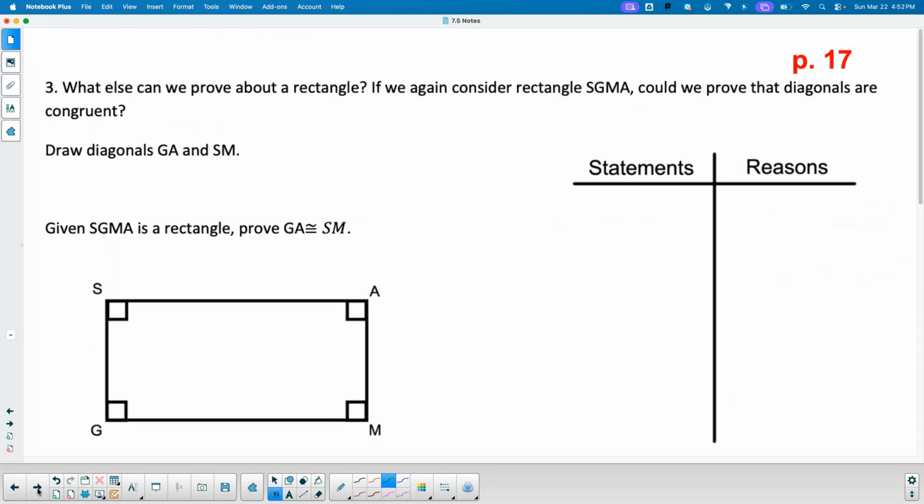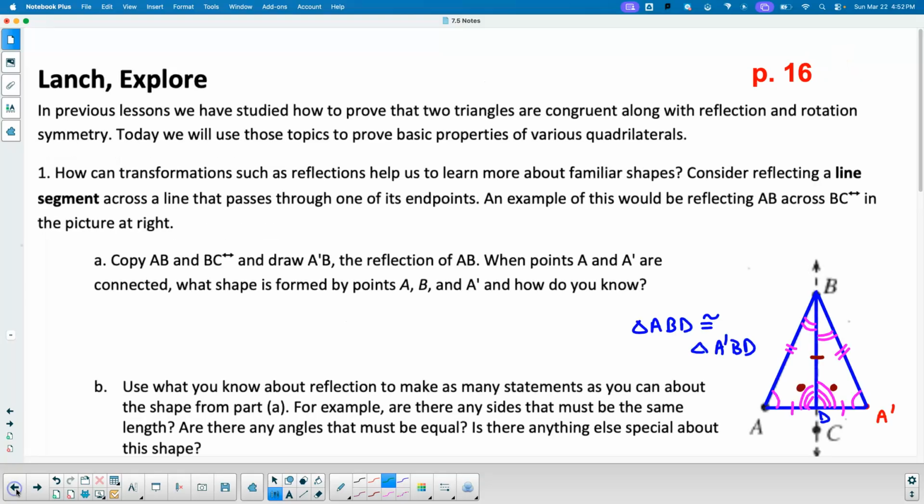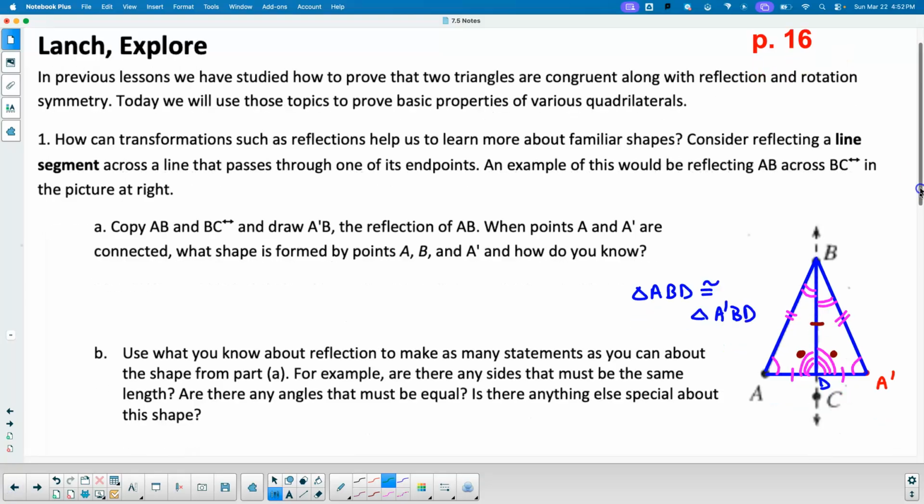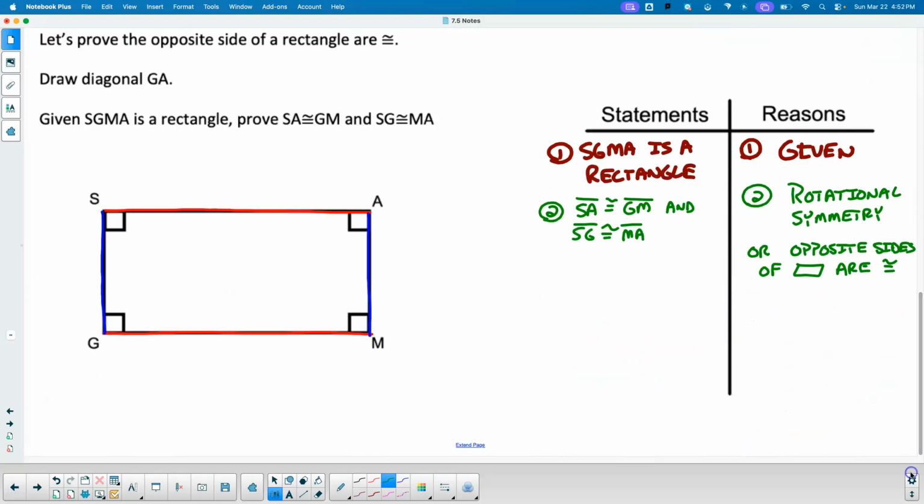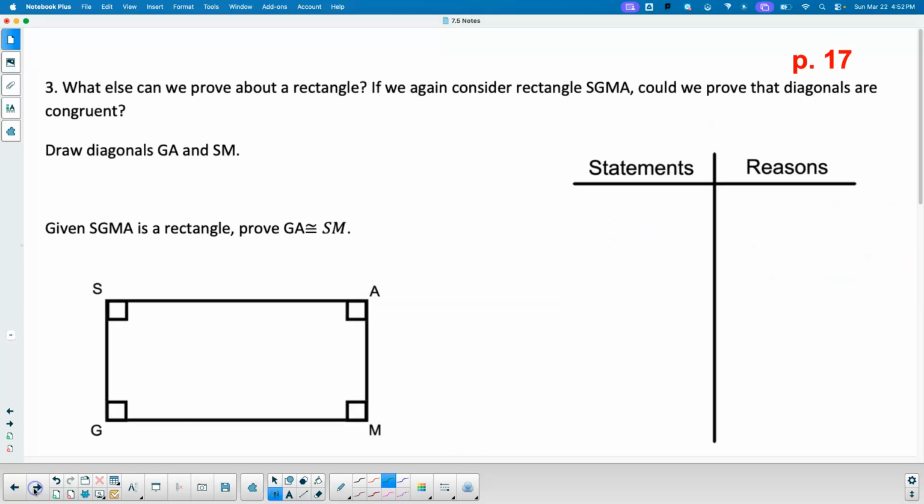Not every proof is going to be that easy. Okay? Here in number 3, it is asking... let me cut the brakes. I thought there might have been one more at the bottom down there, but I was wrong. Here in number 3, what else can we prove about the rectangle?